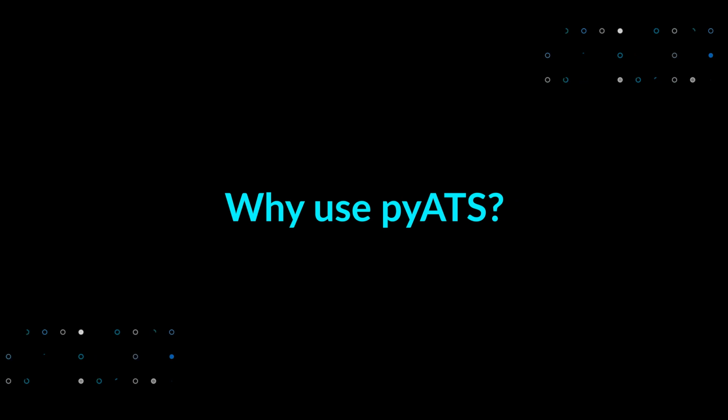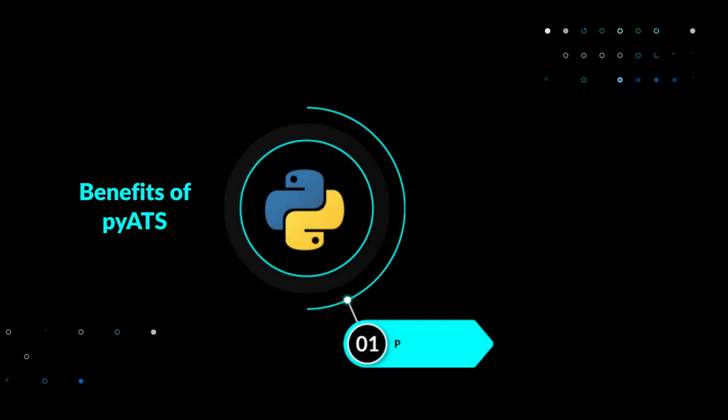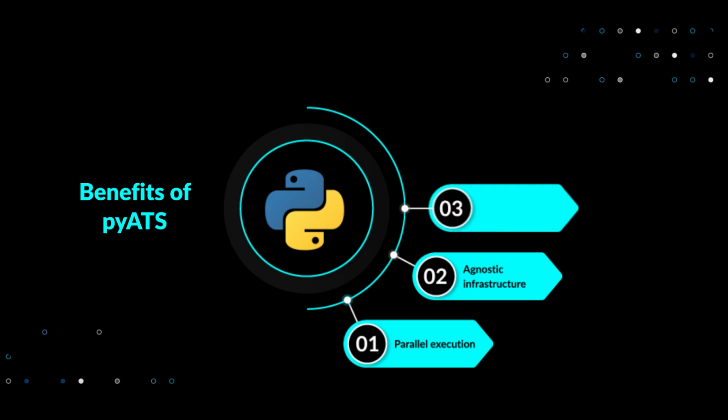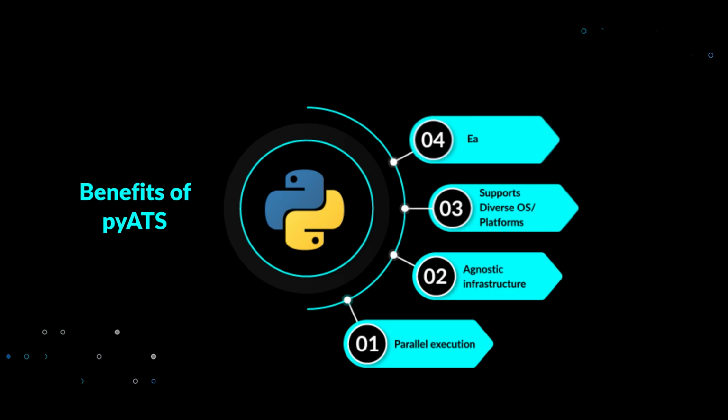Now you might question, why use pyATS? The answer is that pyATS gives us a lot of features, functionalities and benefits. It has an agnostic infrastructure that enables rapid test development and execution. It seamlessly supports diverse OS or platforms and management protocols via plugins and extensions. Network engineers and NetDevOps can easily adapt to use pyATS, thanks to its readily available holistic and model-driven libraries.